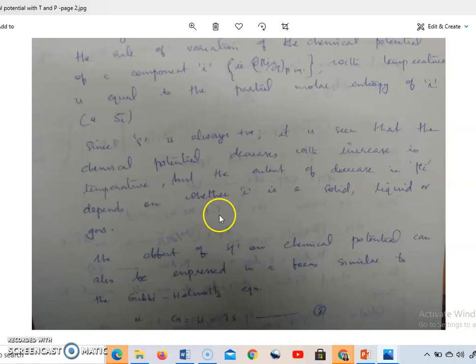The effect of temperature on chemical potential can also be expressed in a form similar to the Gibbs-Helmholtz equation. So this is our Gibbs-Helmholtz equation: G is equal to H minus TS. So let this be equation 8. We are going to see another mode of representation of variation of chemical potential with respect to temperature from the Gibbs-Helmholtz equation.